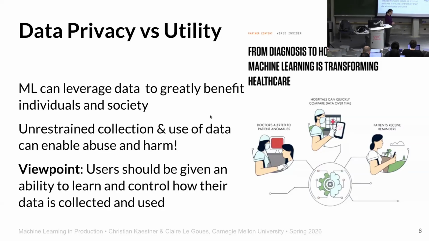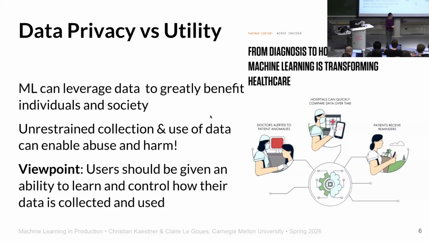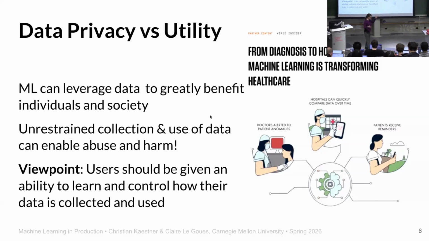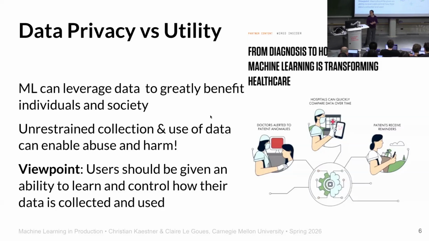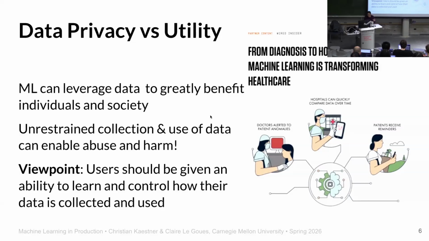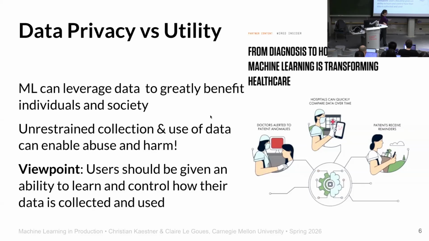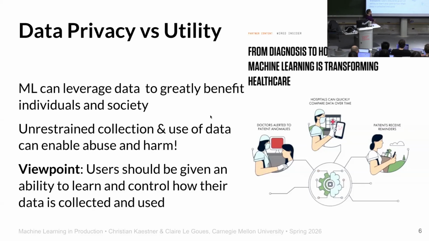Businesses honestly have very little incentive to protect privacy because the more stuff they collect, the better off they are. But I think you can make an argument that even there are genuine benefits to society that machine learning can bring if privacy were less of a concern. On the other hand, right, there's lots of abuse and harm that comes from unrestricted collection and use of data, and humans should have agency over how their data is collected and used.